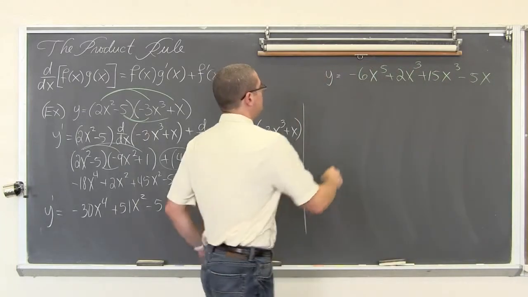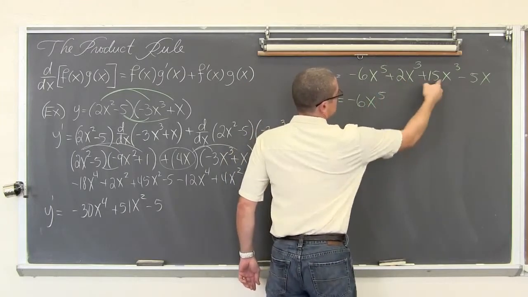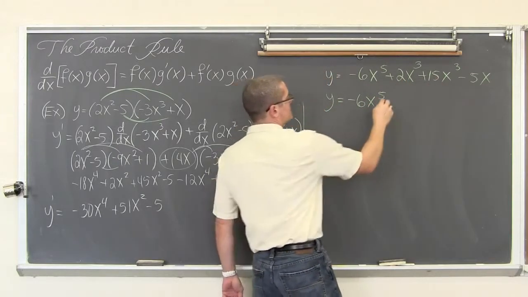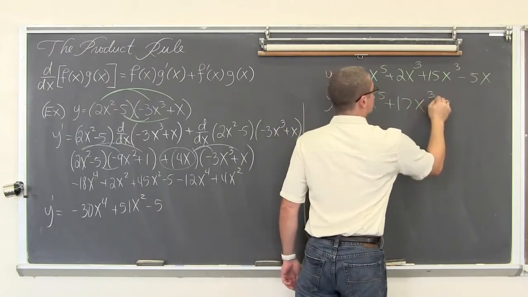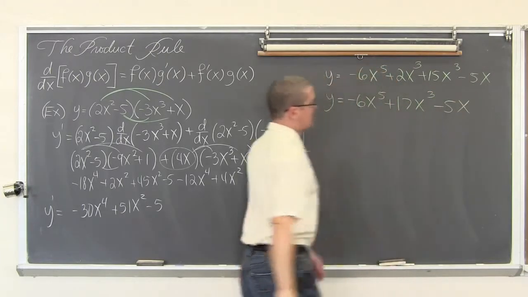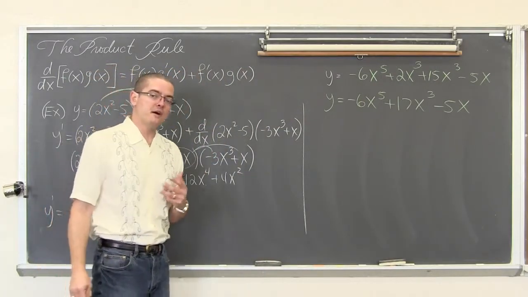Okay, well, now we have y is equal to negative 6x to the fifth. 2 and 15 make 17, so plus 17x to the third minus 5x. And now I just have a basic polynomial that is very easy to find the derivative.